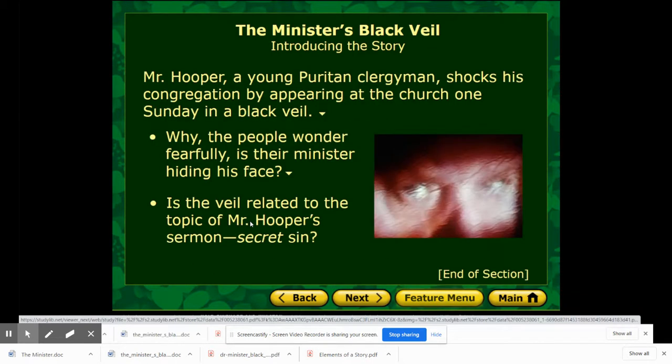Now, let me introduce the story. Mr. Hooper, a young Puritan clergyman, shocks his congregation by appearing at the church one Sunday in a black veil. Why? The people wonder fearfully. Is their minister hiding his face? Is the veil related to the topic of Mr. Hooper's sermon, A Secret Sin? Now remember, a sermon is when you go in at a church, the pastor or the priest or the rabbi would speak about a particular theme. Okay, so it's a sermon.